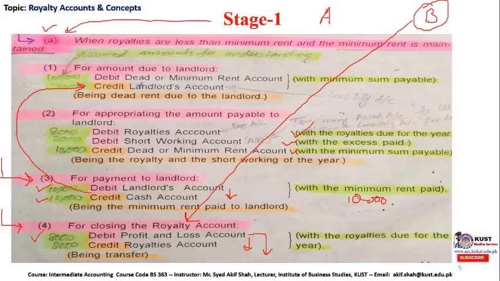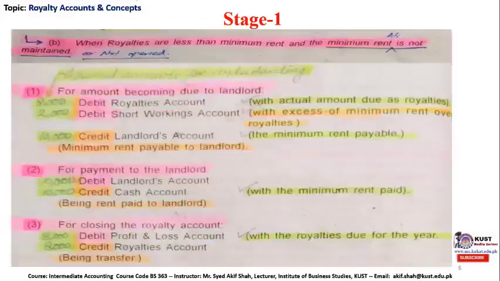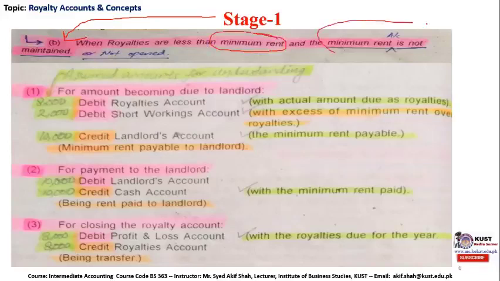Let's discuss the second case under stage number 1, which is when the royalty accounts or royalties are less than the minimum rent. However, the minimum rent account is not opened or maintained. It is quite possible that some lessees may not maintain the minimum or dead rent account. So how will the entries look? This will basically merge the first two entries of stage 1 under condition A.